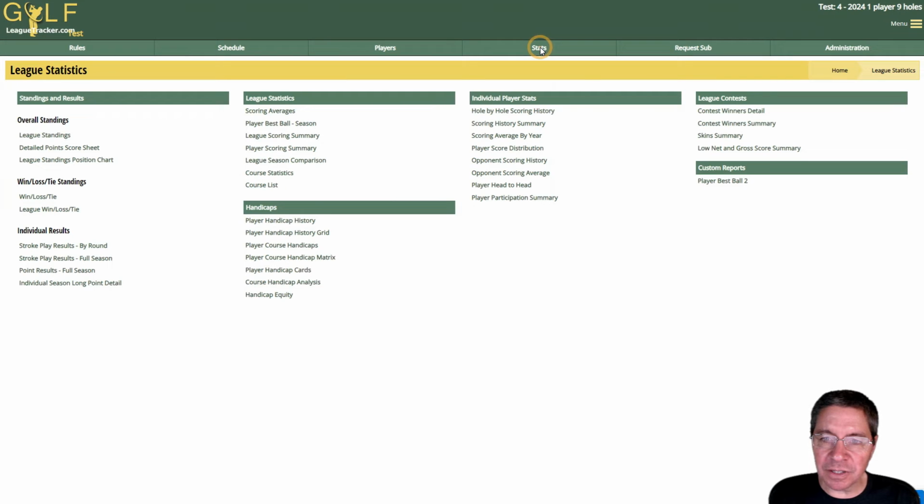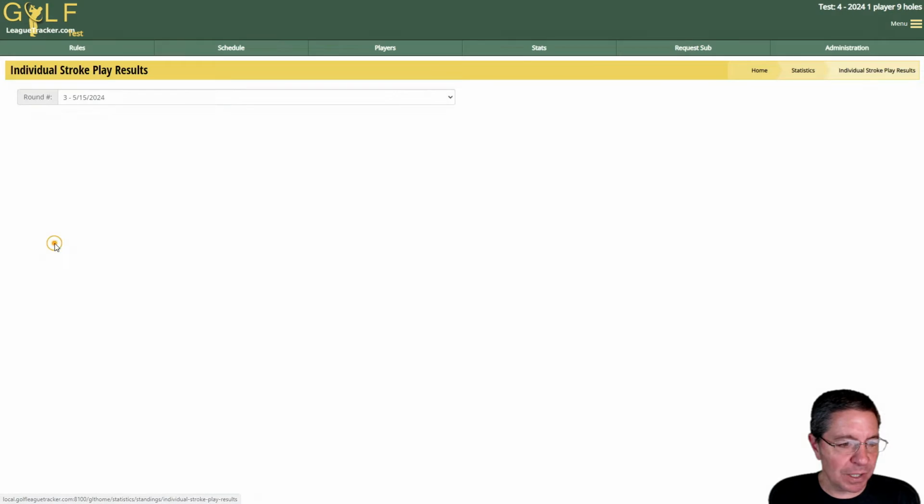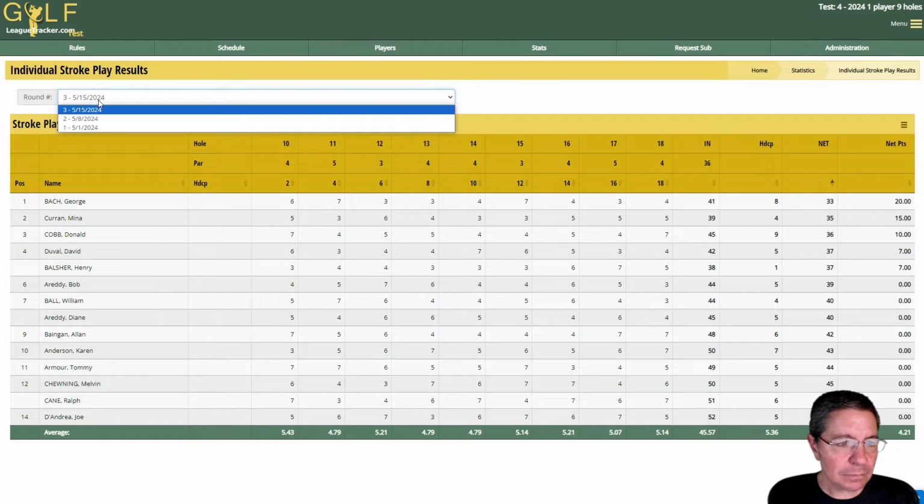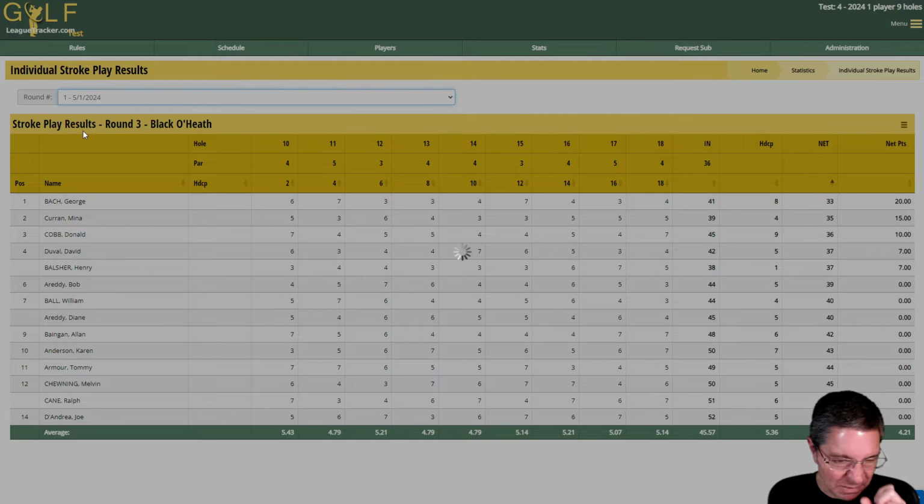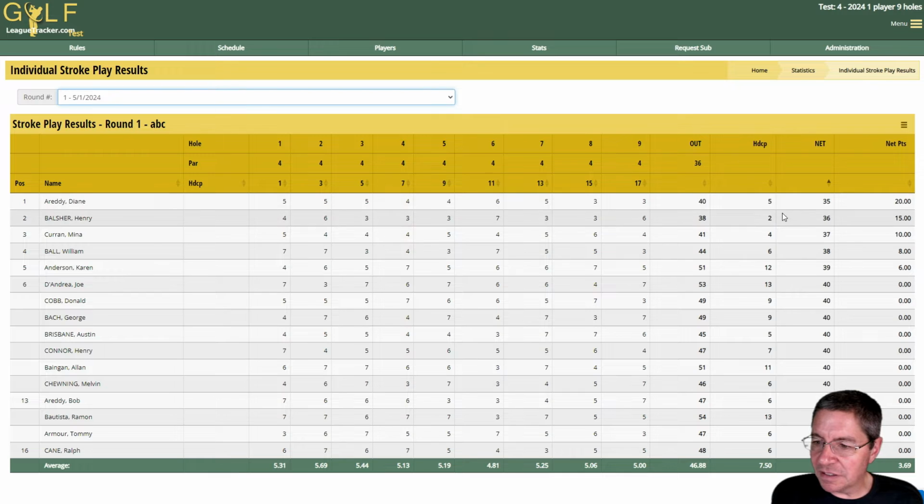What we are going to do is look at stats, stroke play results by round. And I'm going to go to round 1. And so what we see is the top 5 positions paid out. We'll see there's no ties. And the 20, 15, 10, 8, and 6 points are distributed as we indicated in our settings.